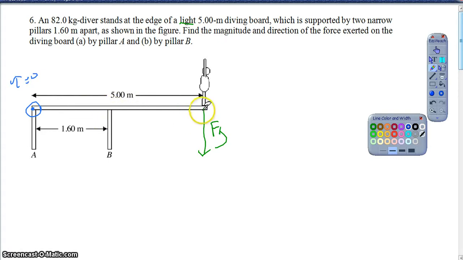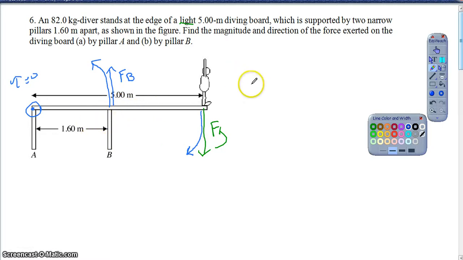So since the force of gravity would be causing the board to try to rotate downward about this rotational point here, the pillar is going to have to be causing it to want to rotate upward, which tells me then that the force exerted by pillar B has to be going upward. Right, so I now know that for sure. I know that pillar B has to be going upward.